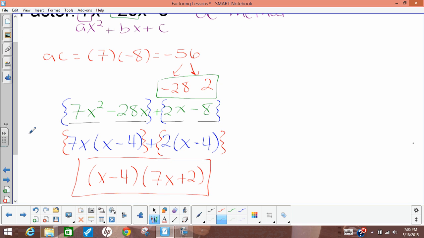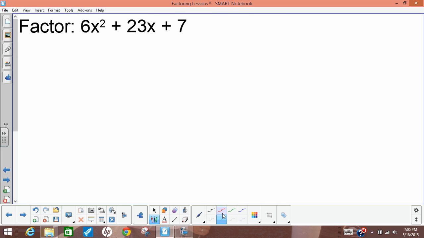So I'm going to do another example, and then I'll give you some to practice. To start, again, we'll multiply a times c. So in this case, 6 times 7. We get 42. And now we need to find two factors that multiply to be 42 and add to be 23. And those two factors are going to be 2 and 21.